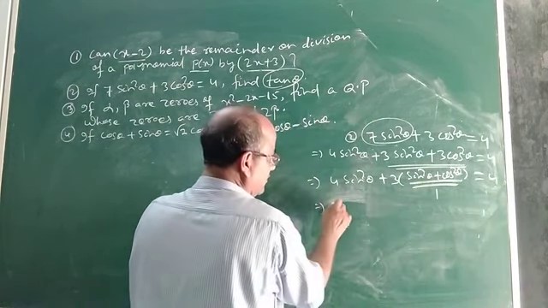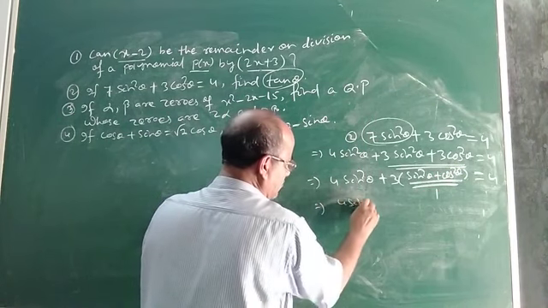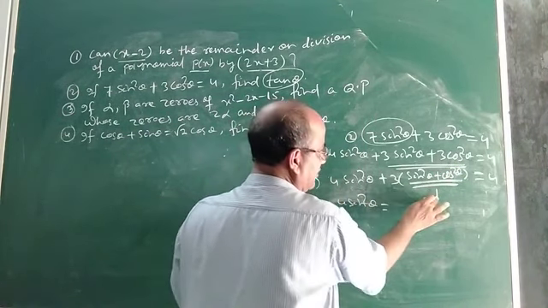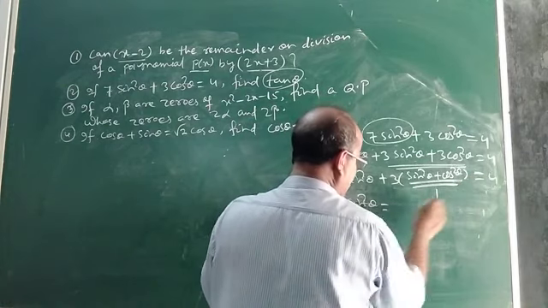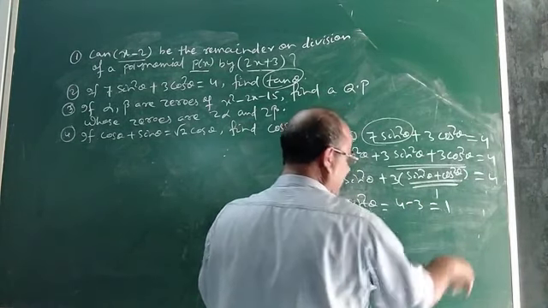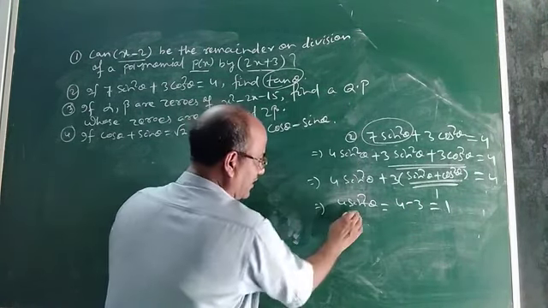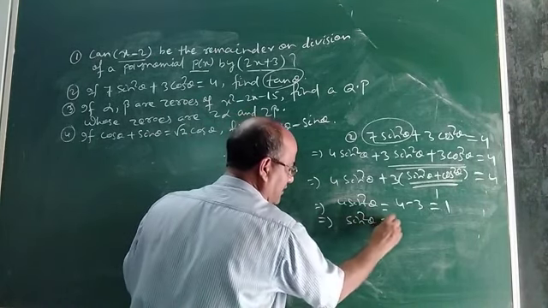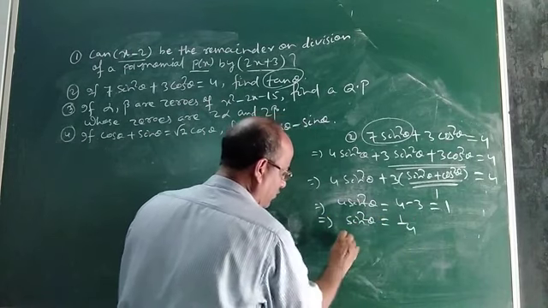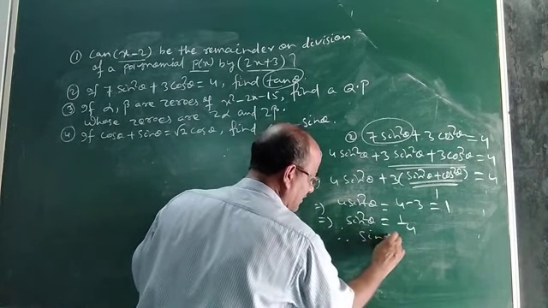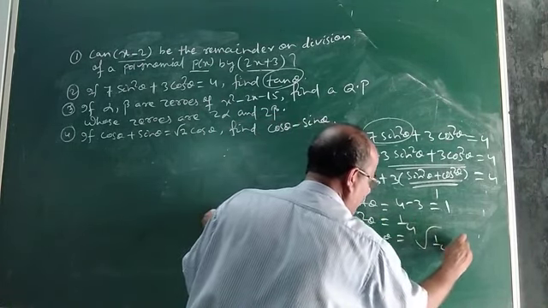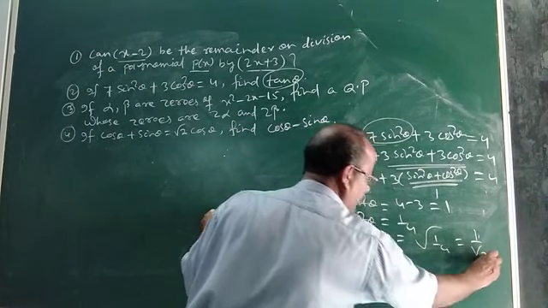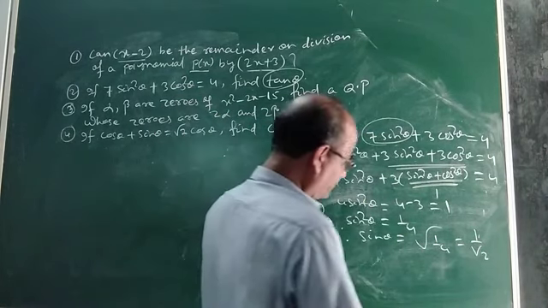So 4 sin square theta, this 3 into 1 is 3, so it will be taken to the right hand side. 4 minus 3 is 1. So 4 sin square theta is 1. So what will be sin square theta? First you find sin square theta, it will be 1 by 4. And what will be sin theta? It will be the square root of 1 by 4. Take the positive square root, it will be 1 by 2.